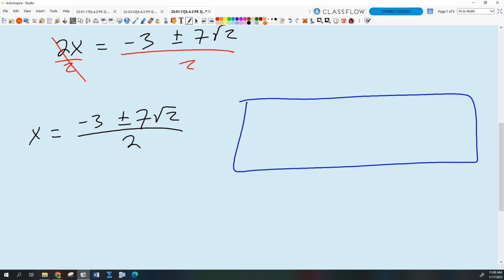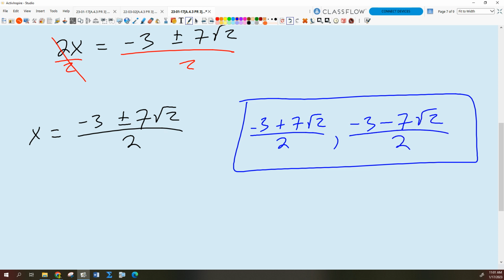So what would I have to write then? Well, I'll just write it with the plus sign. -3 plus 7 times the square root of 2 over 2. And then I write it with the minus sign. -3 minus 7 radical 2 over 2. And when you put those in, you could even type that one in and then copy and paste it and just change that sign in the middle. Save yourself a little typing, right?